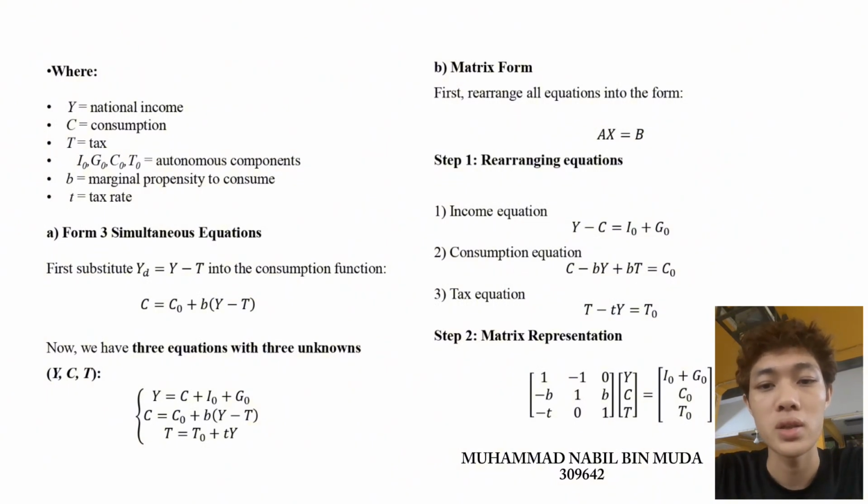Now we write these three equations in matrix form, where the coefficients of Y, C, and T form the coefficient matrix. The variables are written as a vector and the constants form another vector. In conclusion, the system of equations is now successfully written in matrix form, which completes part B.